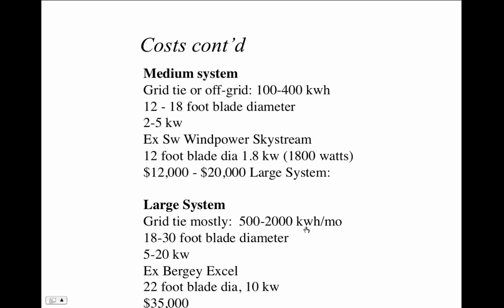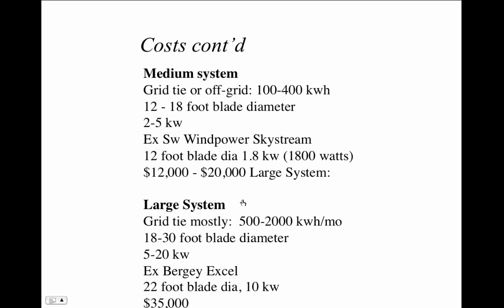Then a medium system, grid-tied or off-grid, would serve 100 to 400 kilowatt hours a month in an efficient conventional home. It might have a 12 to 18 foot blade diameter and a generator size of 2 to 5 kilowatts. An example is the Southwest Wind Power Skystream we saw earlier. It has 12 foot diameter blades, an 1800 watt system, and costs $12,000 to $20,000.